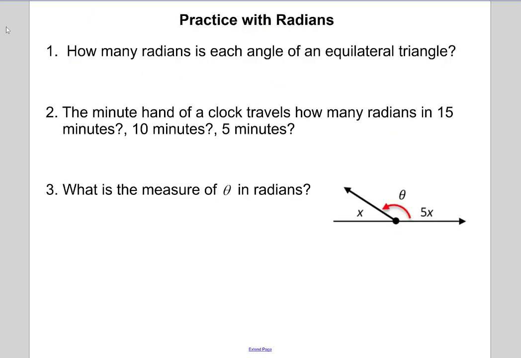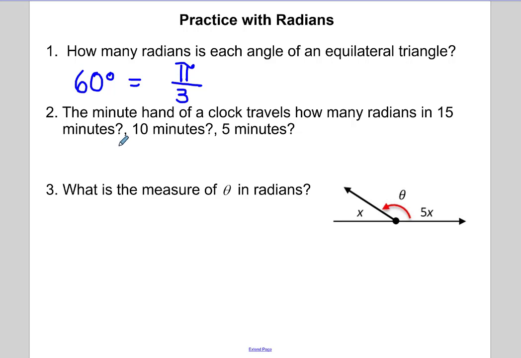And then here's a little practical one. This is our last one. How many radians is each angle of an equilateral triangle? Well, if you think back about an equilateral triangle, they're all 60 degrees. So if you think about it graphically, each one of those is a third of a wedge of a half rotation. But if you couldn't see it that way, you could multiply 60 times pi divided by 180, and that's going to give us a third of a pi.